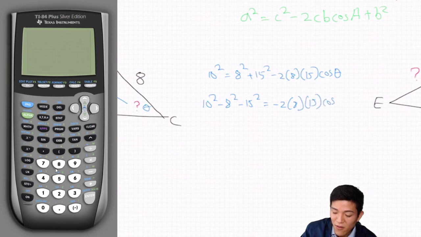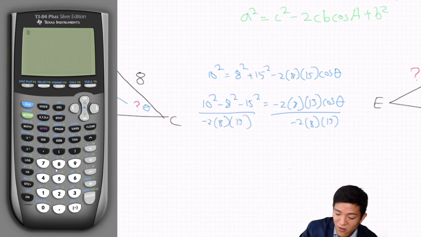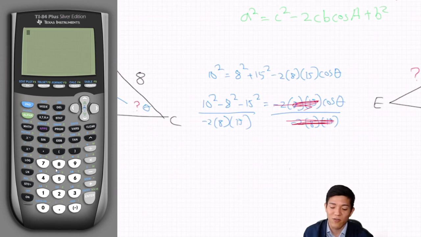times cosine of theta. We divide everything by that, right? I'm not even going to calculate yet because I'm going to use a calculator. Then they all cancel, right? They all cancel. Then our cosine of theta is equal to 10 squared minus 8 squared minus 15 squared over minus 2 times 8 times 15.